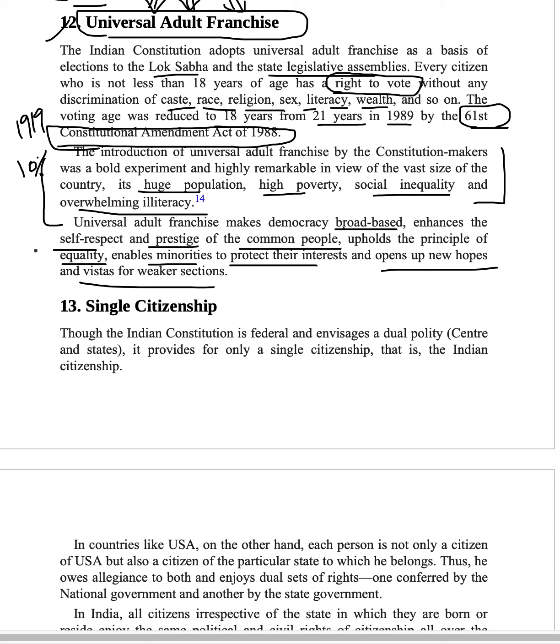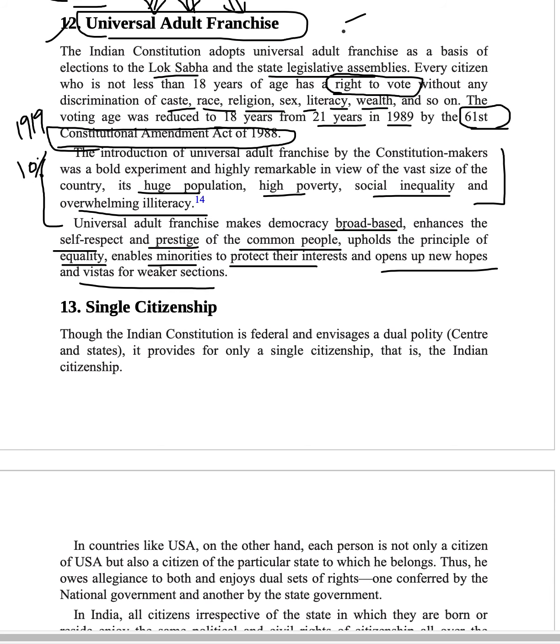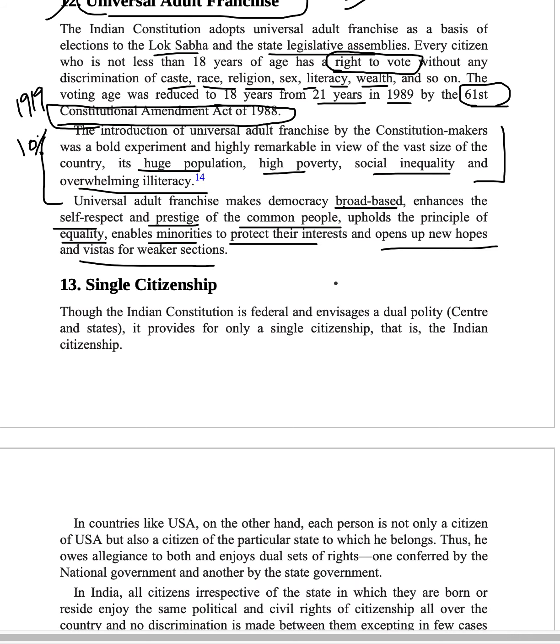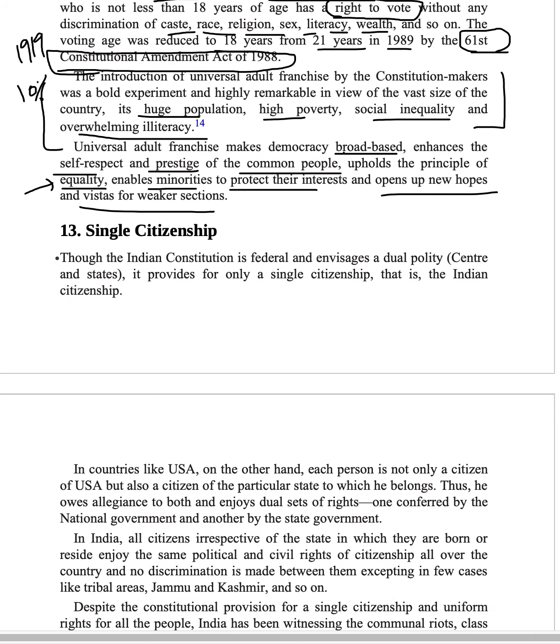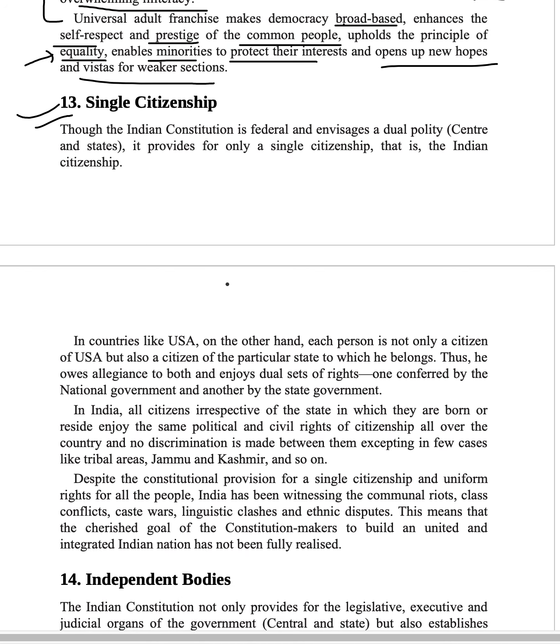Even the right to life, that is article 21, also talks about prestige of common people. So all these things are enhanced by universal adult franchise. So this is how you can link different articles with different features of our constitution. Then right to equality, that is also one of the fundamental rights. Then single citizenship, you just studied that this is a unitary feature.